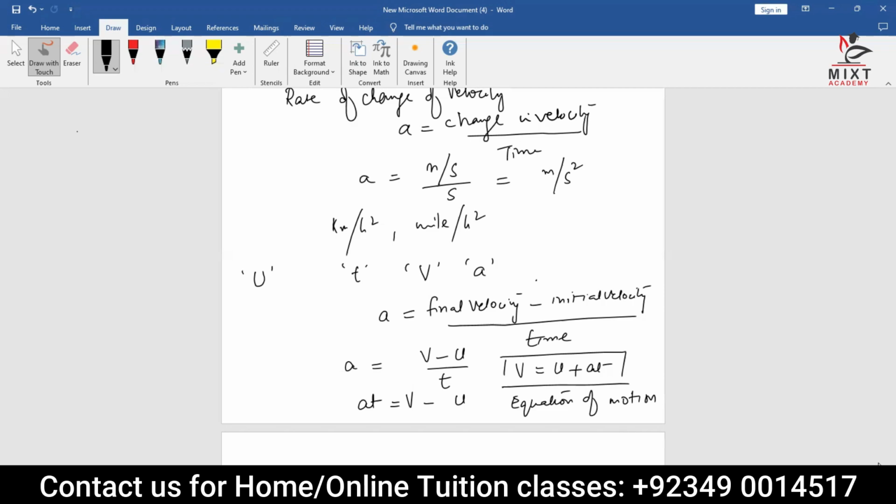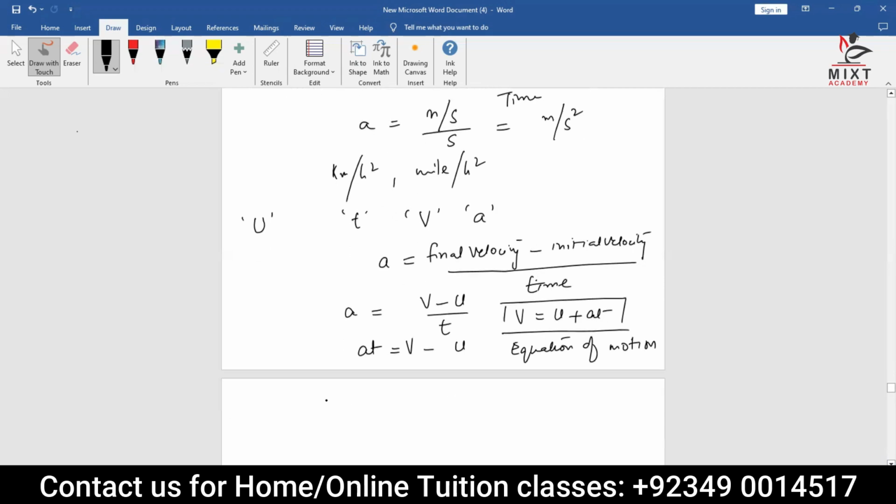Okay, at this point, I'll ask you a further question. What if your V is greater than U? What is the value of A? Will that be positive or negative? Positive. So it means that if V is greater than U, velocity is increasing. And if velocity is increasing, A is positive.